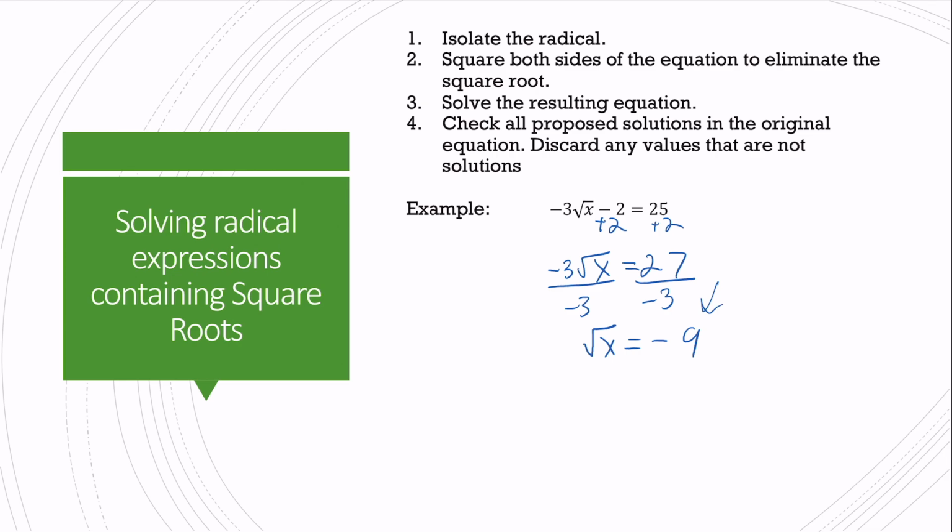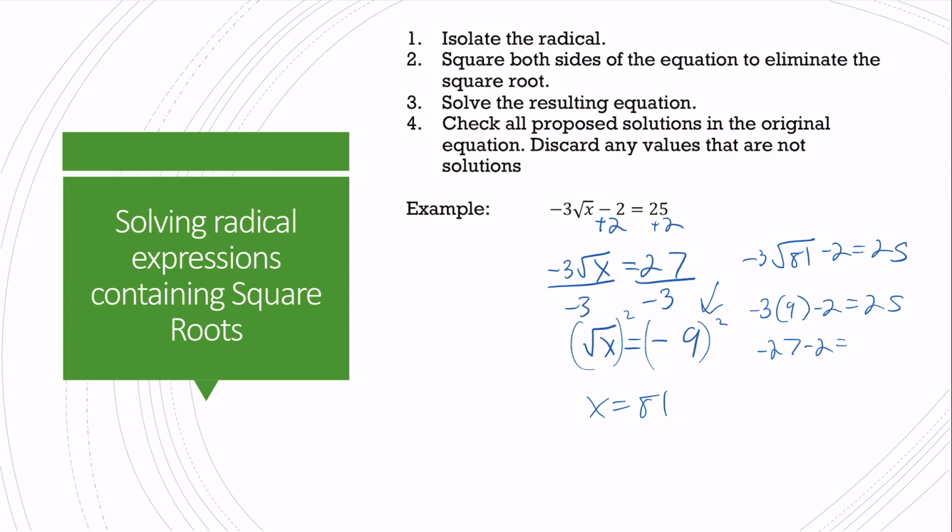We square both sides. I get x equals 81. So I can then go ahead and plug this in and check. I have negative 3 times the square root of 81 minus 2 is 25. I get negative 3 times 9 minus 2 is 25. That's negative 27 minus 2 is 25. Negative 29 doesn't equal 25. So this is false. Because it's false, there are no solutions. We disregard when x is 81.